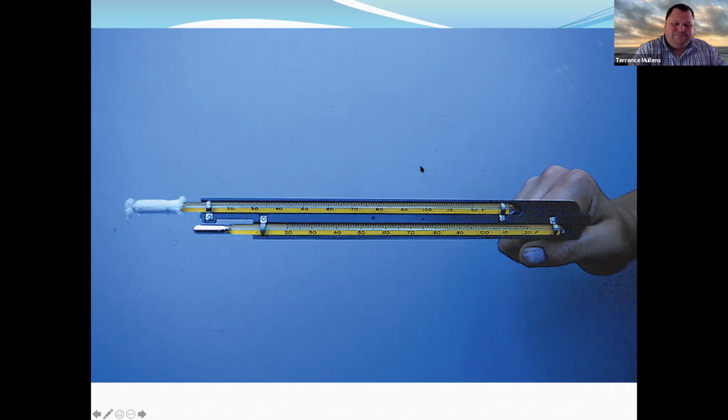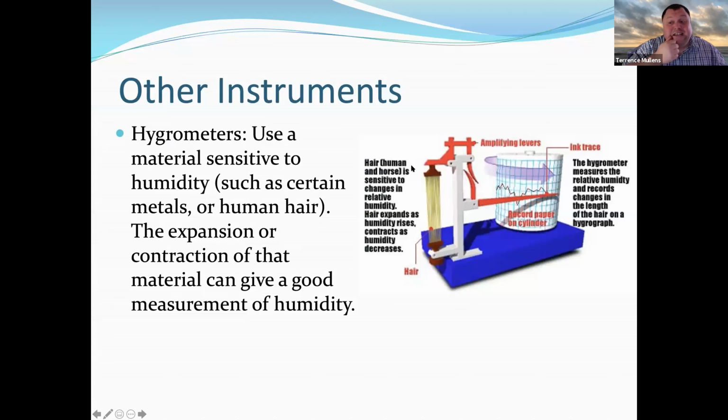Great question. Now, that's not the only instrument that can be used to measure relative humidity. If you've ever had a bad hair day before, like me circa 2006, you would know that hair is very sensitive to changes in humidity. Basically, humidity causes hair to either expand or contract. That's what gives it its curliness, its sort of weird shape.